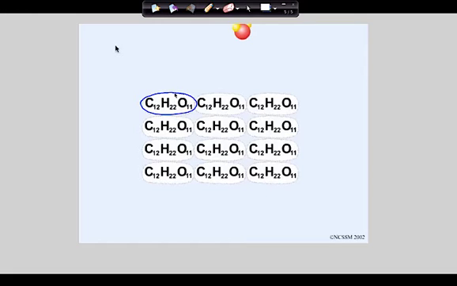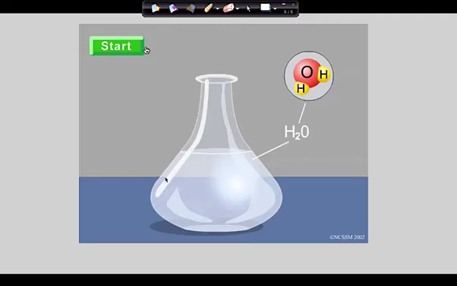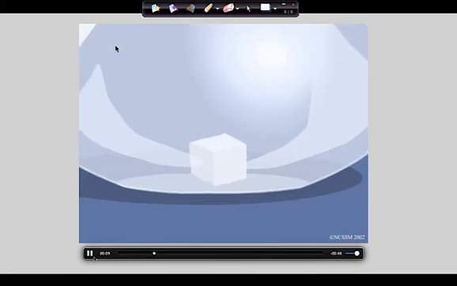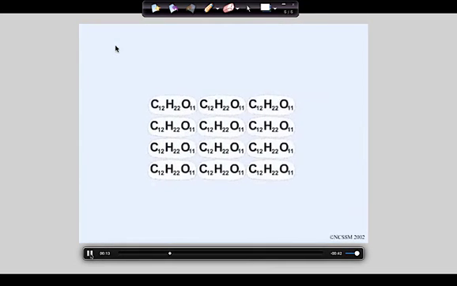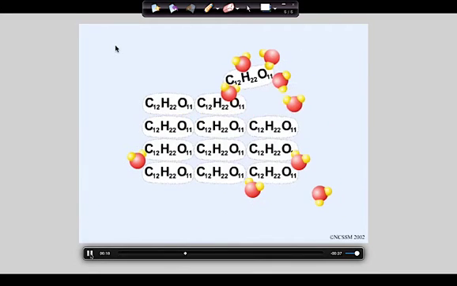Now the trick is that these sugar molecules have little points of polarity on them. They're not charged, but they do have points of polarity just like water does. So as the water molecules approach the sugar, what ends up happening is the water molecules are attracted to the sugar molecules. But look at what happens.